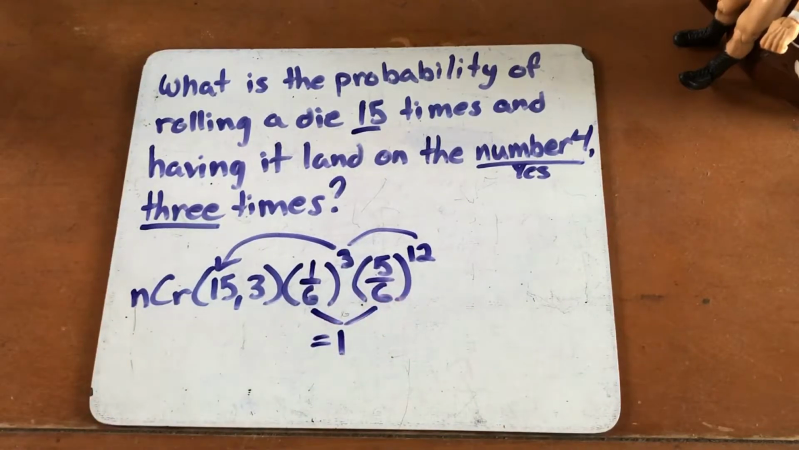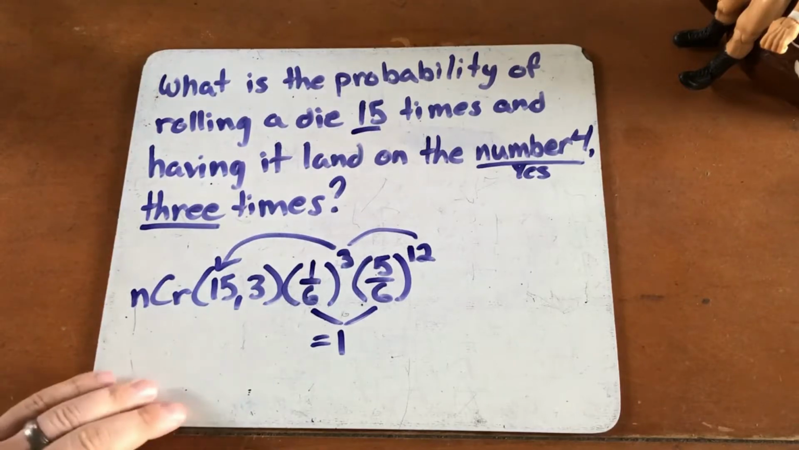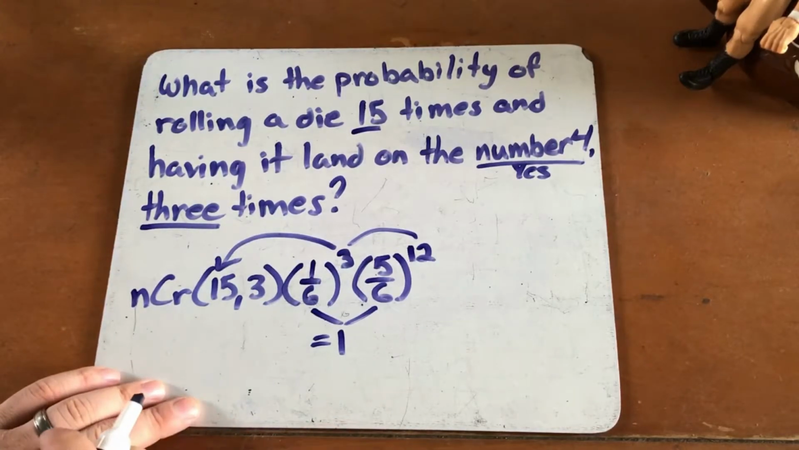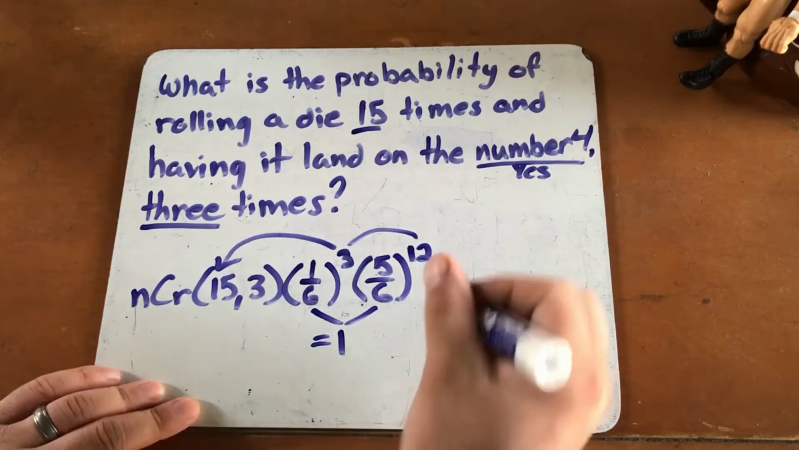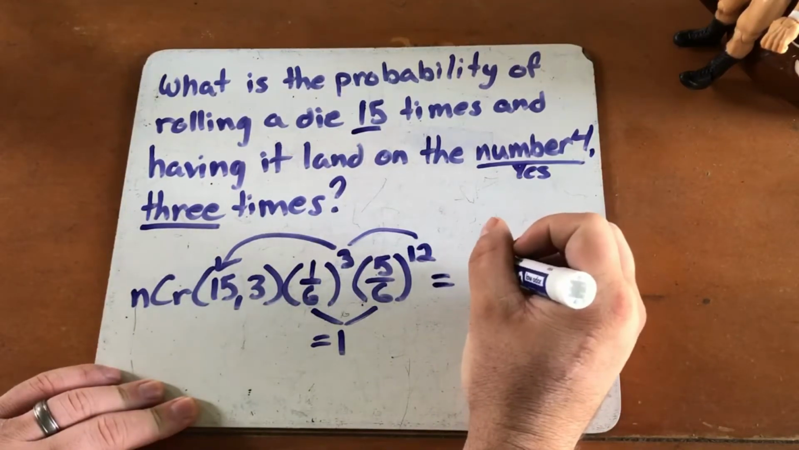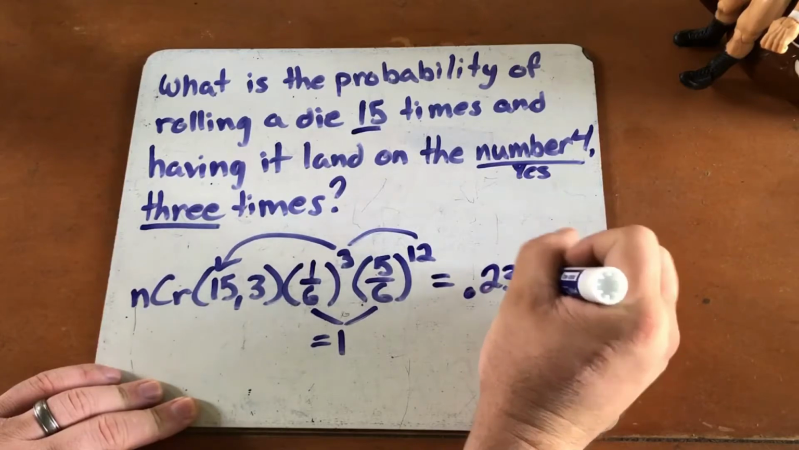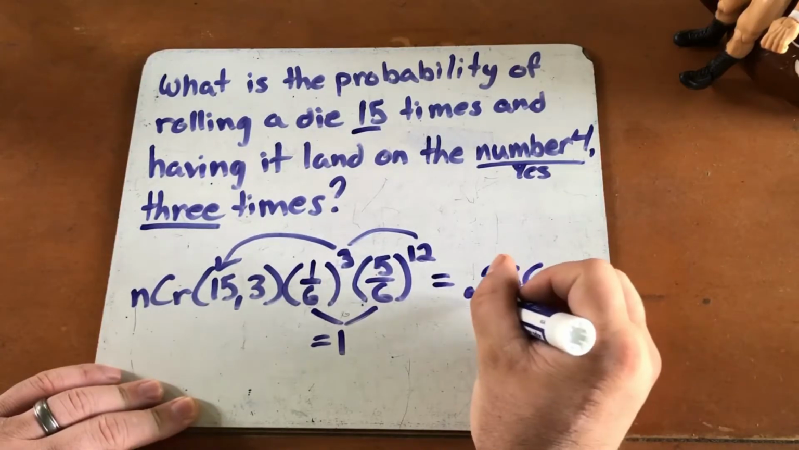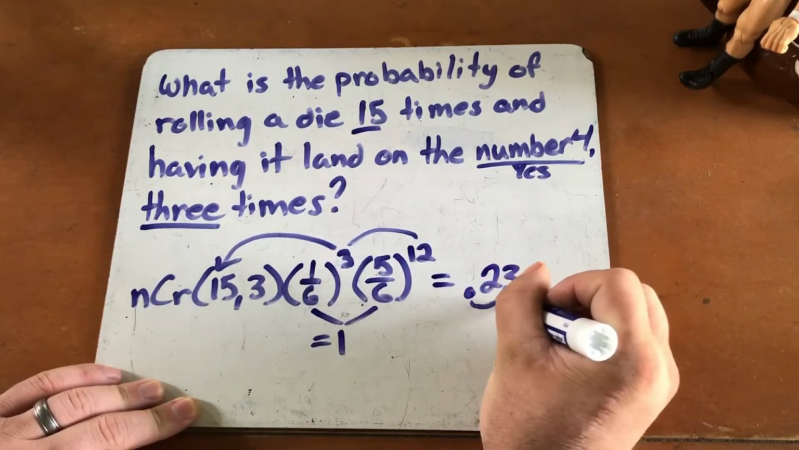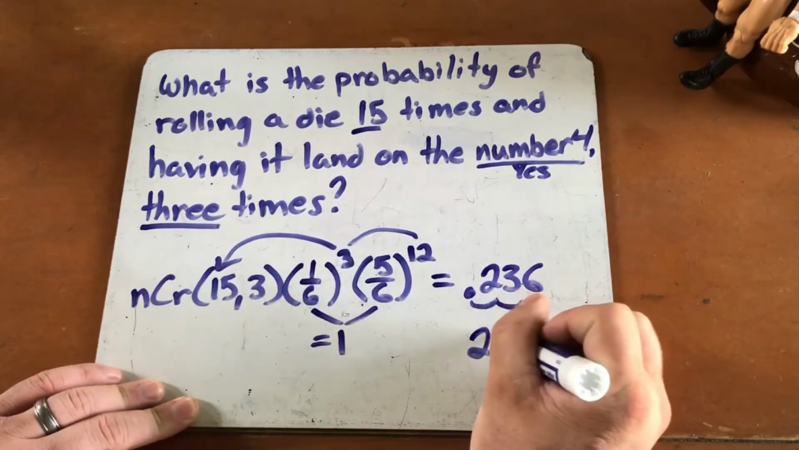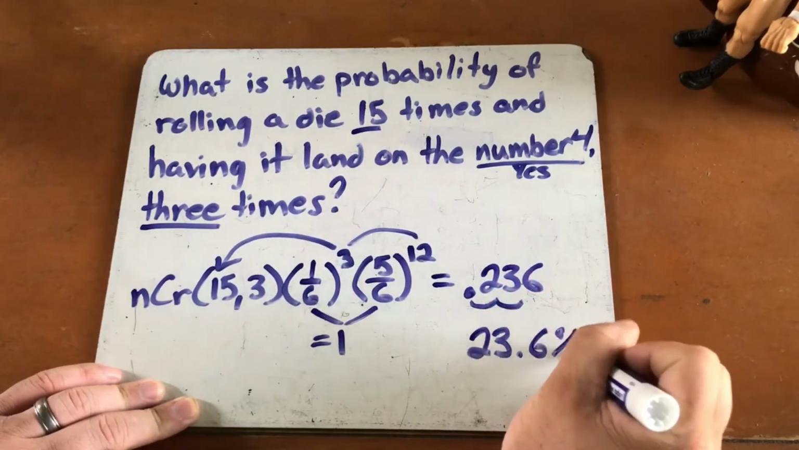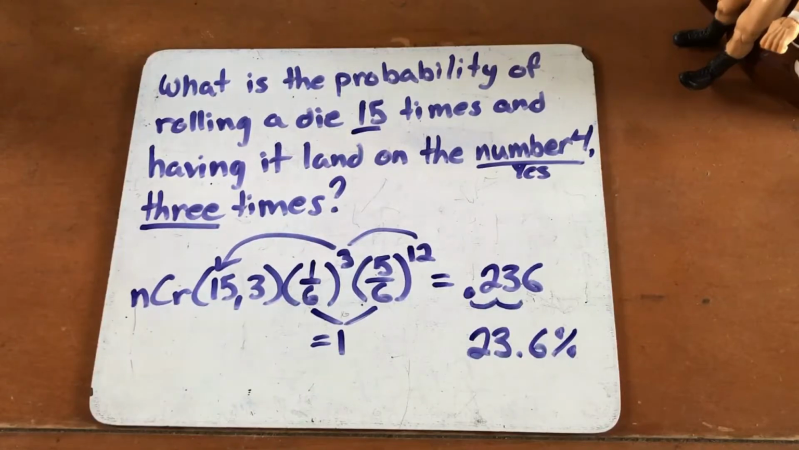When I type that into Desmos, I find out that my probability of rolling 3 4s out of 15 rolls is approximately 0.236. If I convert that to a percentage, I move my decimal 2 units to the right, and I have 23.6%. So out of rolling a die 15 times, there's a pretty decent chance that 3 of those times will be a 4.